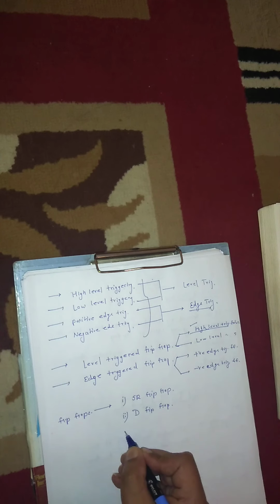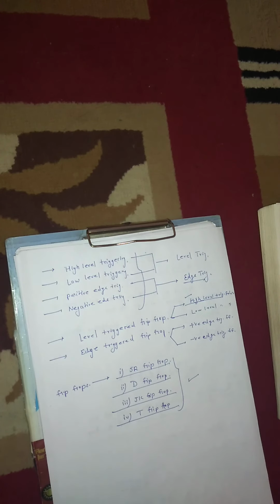Second one is D flip flop. Third one is JK flip flop. And next one is T flip flop, which is known as toggle flip flop. So basically there are four types of flip flop. First one is SR flip flop, second one is D flip flop, next one is JK flip flop, and last one is T flip flop.